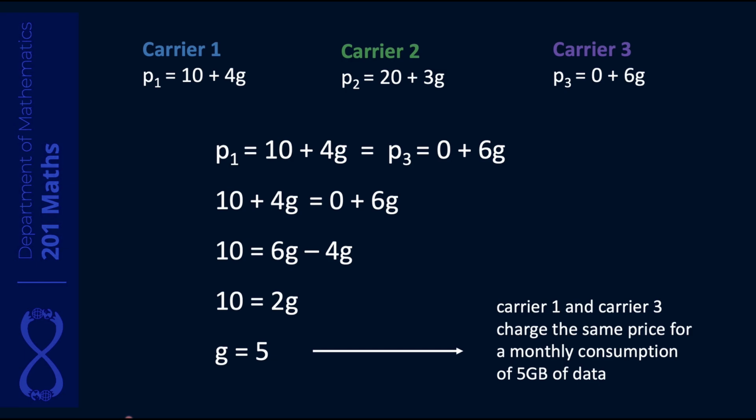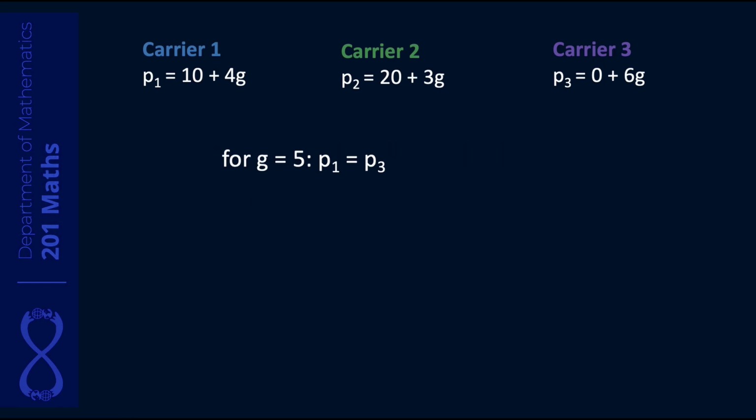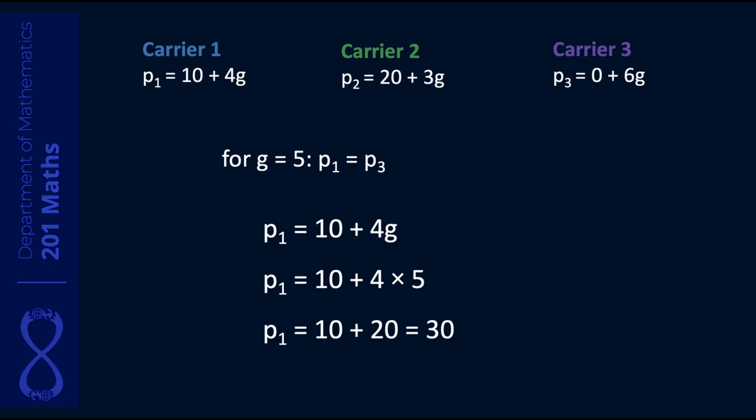Now again, same as we did before, we want to figure out the price for a data usage of 5 gigs. Then we know that P1 and P3 are going to be the same. So we can just plug this 5 into any of these two equations. Turns out that we did it for P1 already earlier, and this is what we got. And we know that P3 is going to be equal to P1 at 30 for a data consumption of 5 gigabytes.